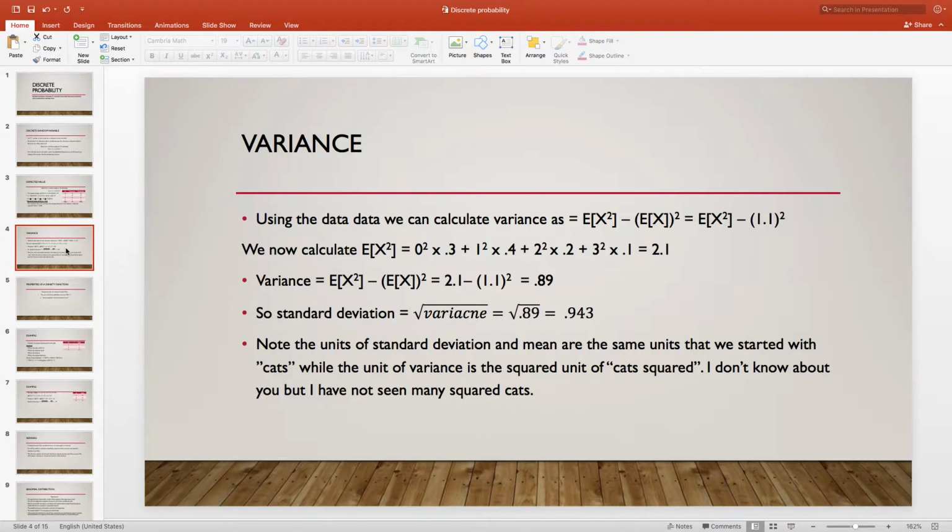Now, variance is calculated as the expected value of x squared minus the mean squared, or E of x squared. We already calculated the average or expected value, that's 1.1, so we square it. The only thing we need to do is calculate E of x squared.